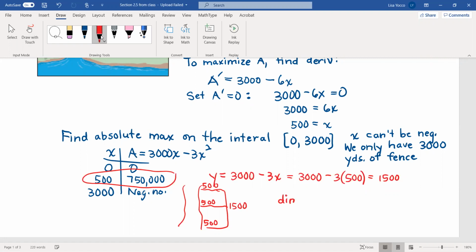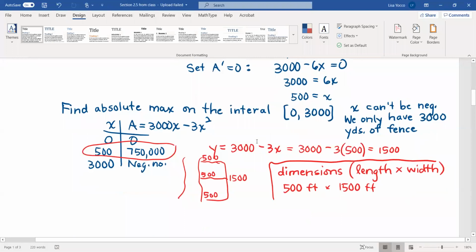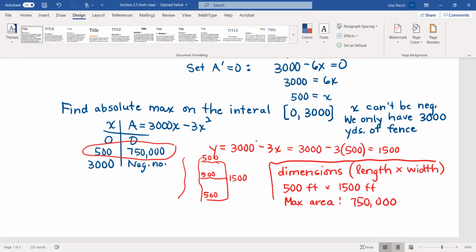Okay, so when we say dimensions, that's the length by the width. So we would say the dimensions are 500 feet by 1,500 feet. The length and the width, it doesn't matter which one you call that. And then the maximum area is the 750,000 that I found when I substituted. Okay, so that's the answer.